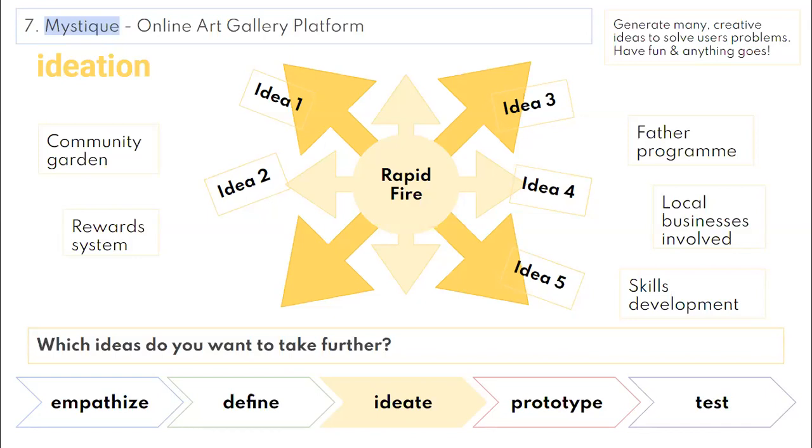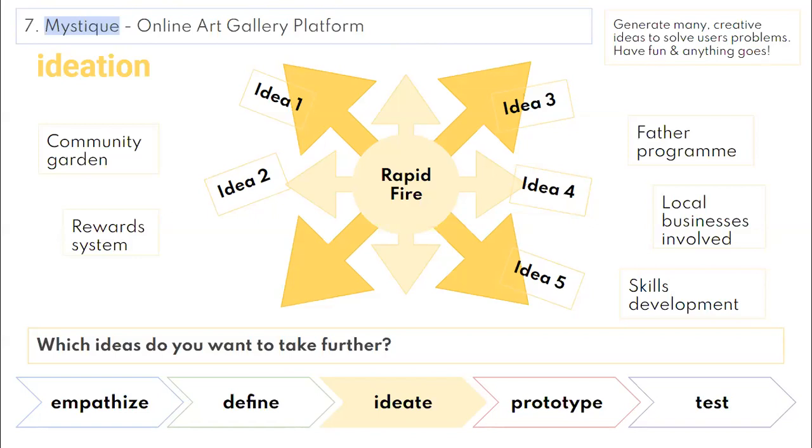Now, on top, it says number 7, Mystique Online Art Gallery Platform. Now, again, I would have asked, what are some of the ideas that you would have come across or that you would think about when thinking of an online art gallery platform? What is that experience like? What does that look like? Is it on your phone? Do you put on goggles? Basically, the world is your oyster of ideas.